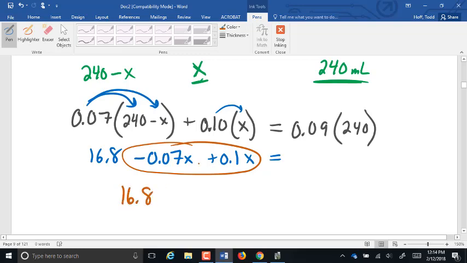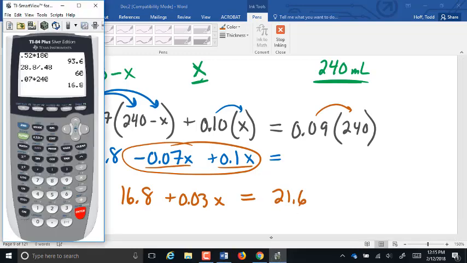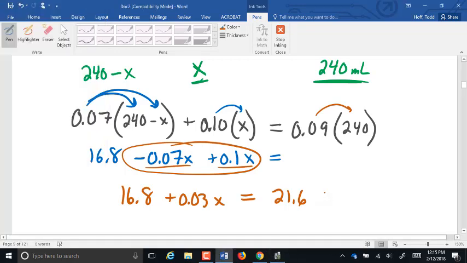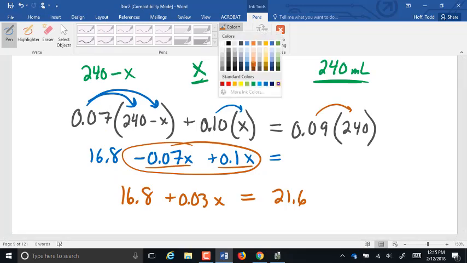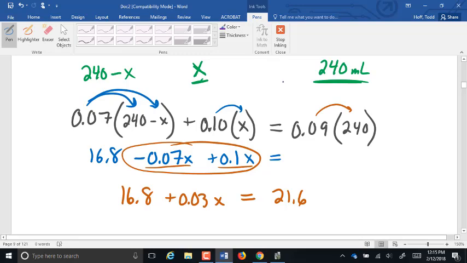So we've got the 16.8. Negative 0.07 and positive 0.1 is a positive 0.03X. Equals, on the right side there, 0.09 times 240, I believe is 21.6. We're going to double check that. And it is 21.6. Now, the variable only appears on one side of the equation, so we can go ahead and solve this.